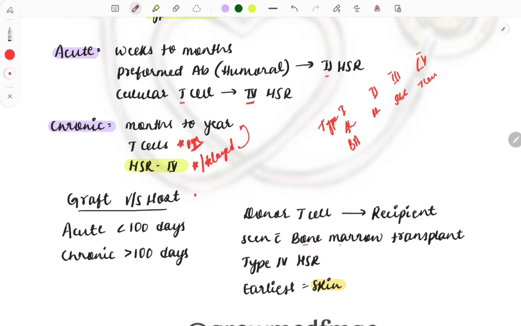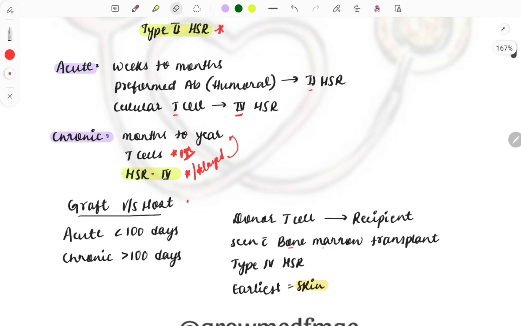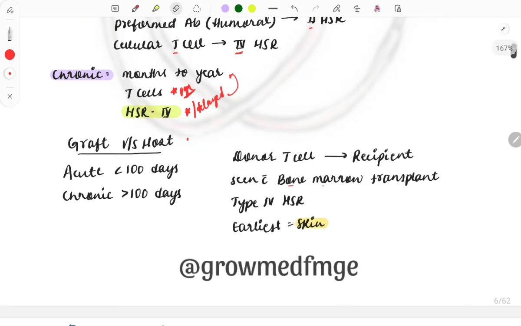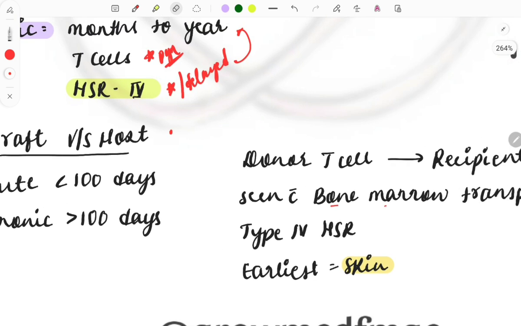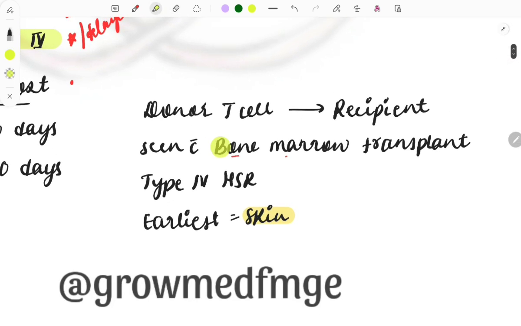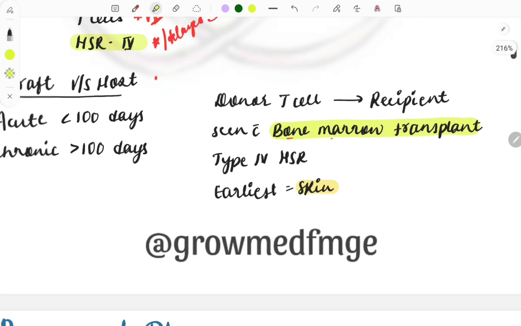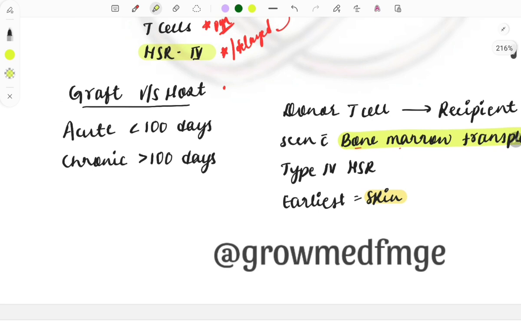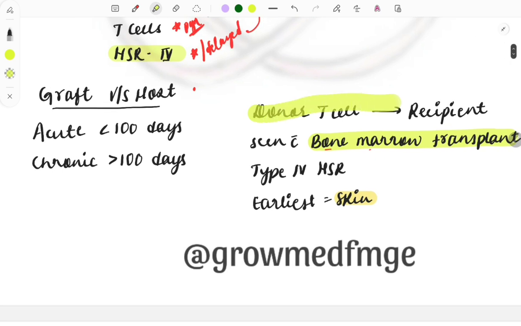So these are the examples which you must remember, so you need to mug up all those things also. Then graft versus host, so this is mainly seen with bone marrow transplantation, because the donor cells will be attacking the recipient cells in case of graft versus host.